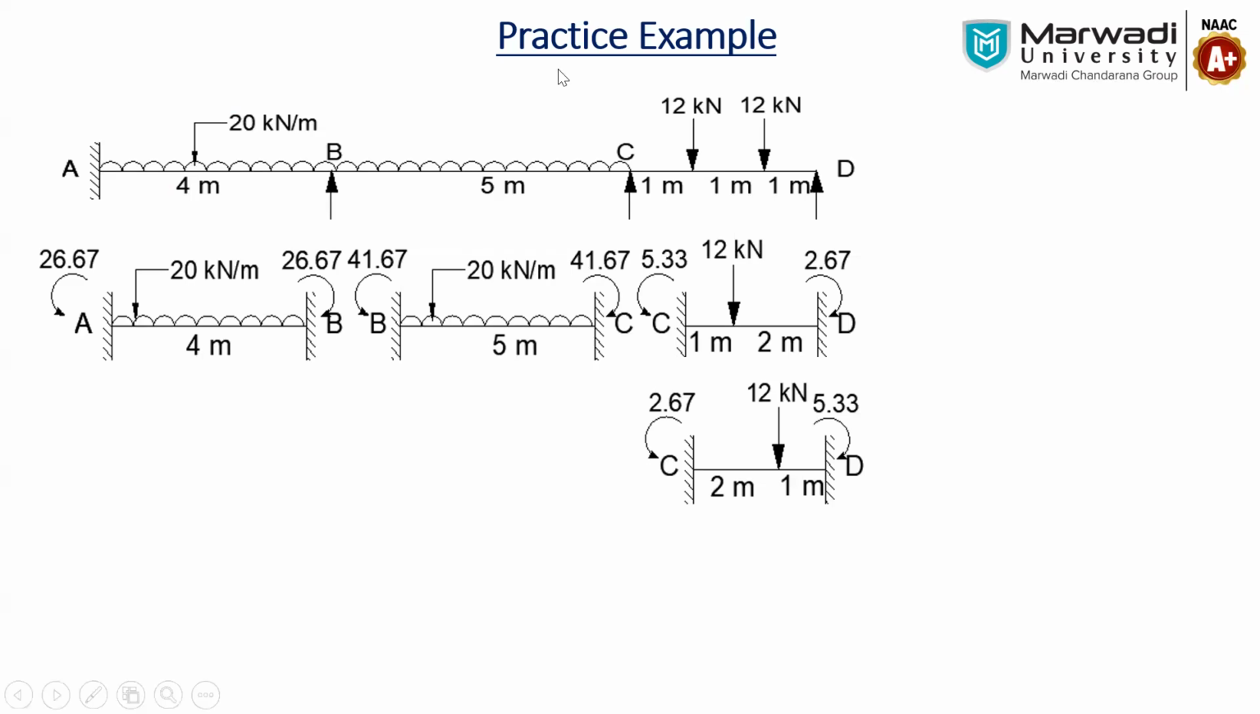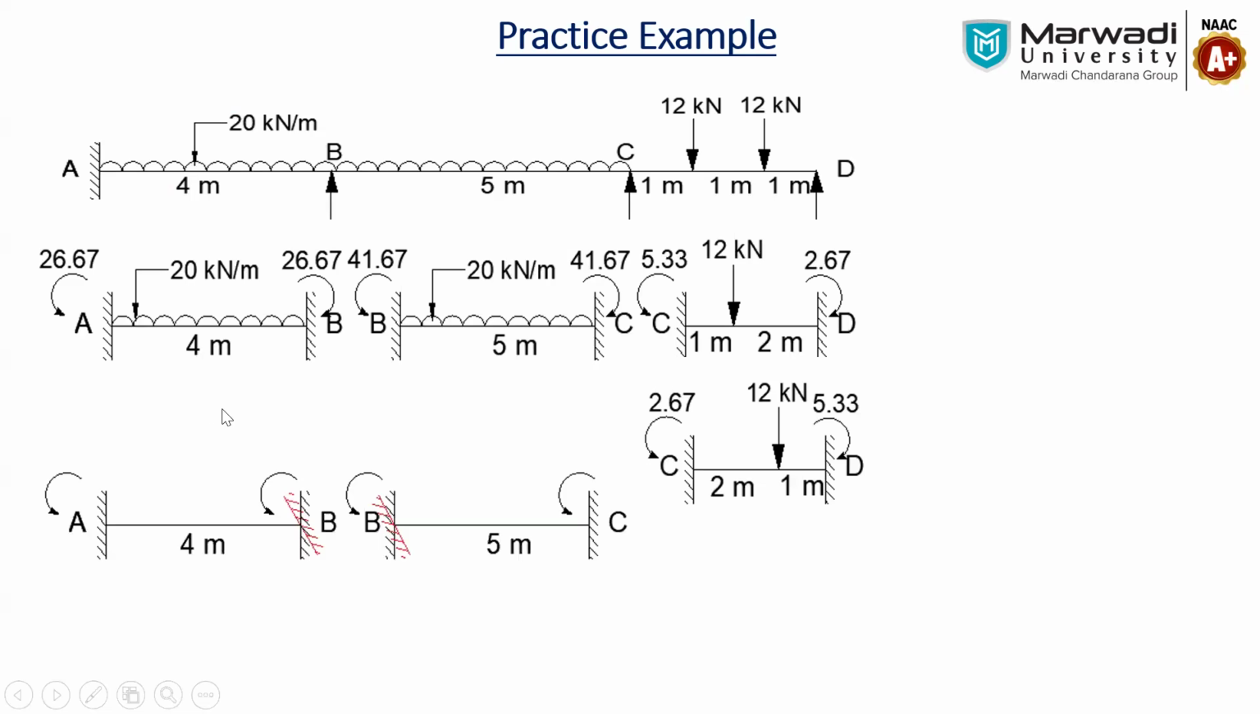Now, second thing, we have to consider the effect of the support rotation. So how to consider it? As we have discussed, whenever it is a one span or two span, here support B is rotating, so the effect of the support rotation will be in both the spans BA and BC. So if the support rotates in the anti-clockwise direction, all the moments will be anti-clockwise in the AB and BC span. So all four moments are anti-clockwise.